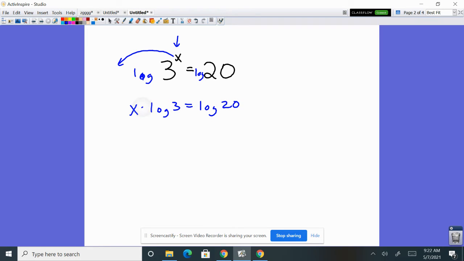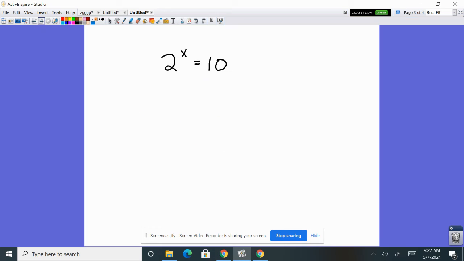How do I now undo that multiplying by this log of 3, which is just some number? I divide both sides by the log of 3. And when I do that, I now have x by itself. And all I need to do is use the calculator to look up log of 20 divided by log of 3, which is about 2.72. You look at any calculator, you're going to see the log button on there. So that's pretty easy. Let's look at the next one.